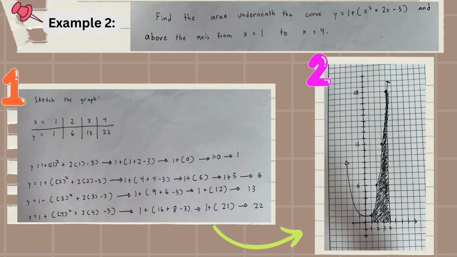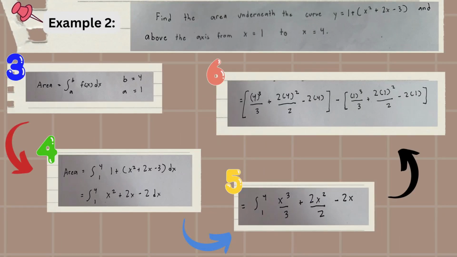As we did earlier, we are going to substitute the x values into the equation to find the y values. And if we do that, we're going to find 1, 6, 13, and 22. Then, as you can see, for the second step, we plot the values on the graph. And now, in this slide, we are going to be finding the area. Our upper and lower limits are 1 and 4. So the area is equal to the integral from 1 to 4 of 1 plus x squared plus 2x minus 3 dx.